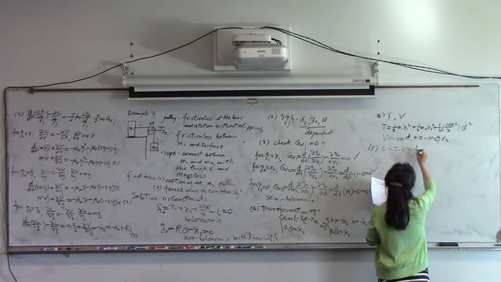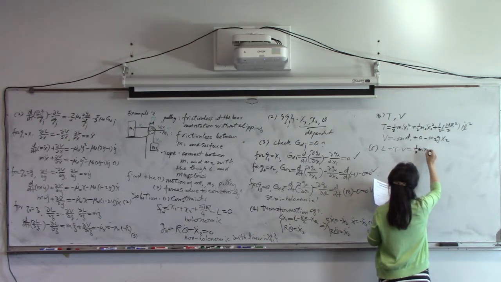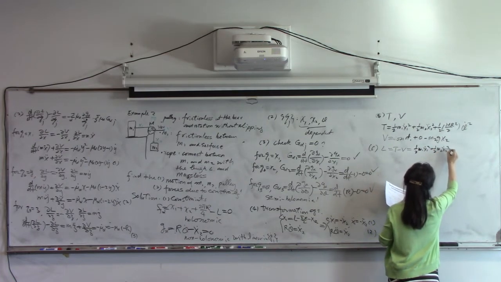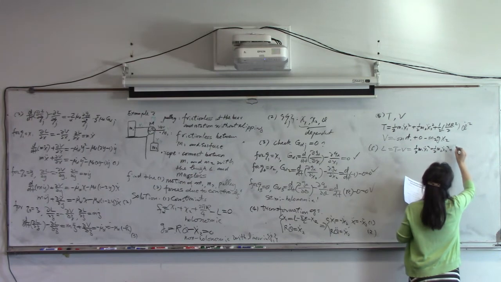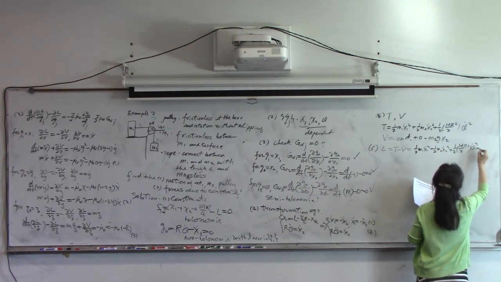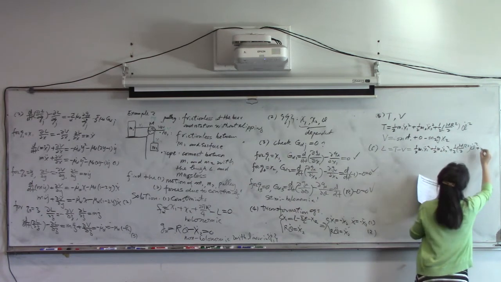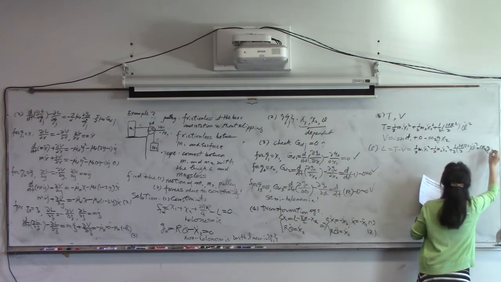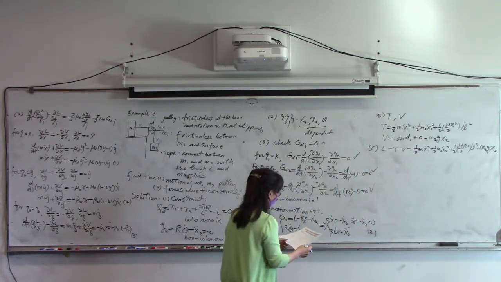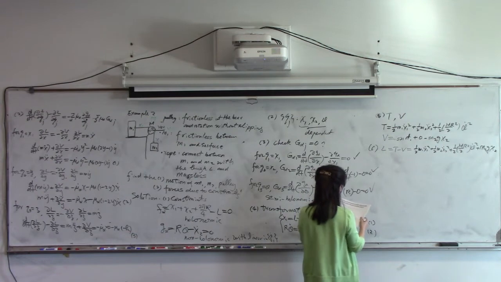Then we can write down the Lagrangian: half of m1 x1 dot squared, plus half of m2 x2 dot squared, plus half I theta dot squared, plus m2 g x2. That is the Lagrangian.